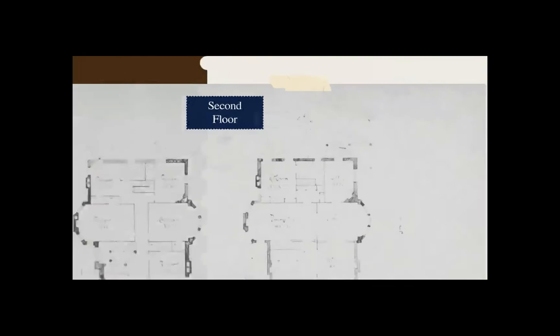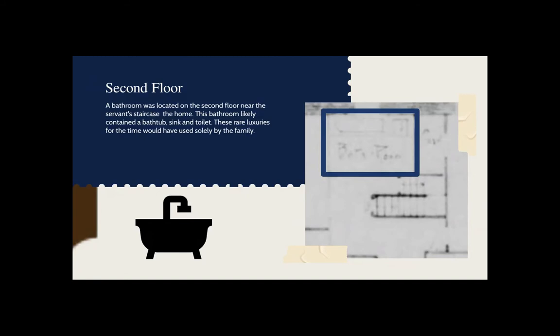As we zoom in on the second floor, we can barely make out the restroom on the original floor plans. The bathroom was located near the back staircases and would have included a toilet, bathtub, and sink. This bathroom would have solely been used by the family.